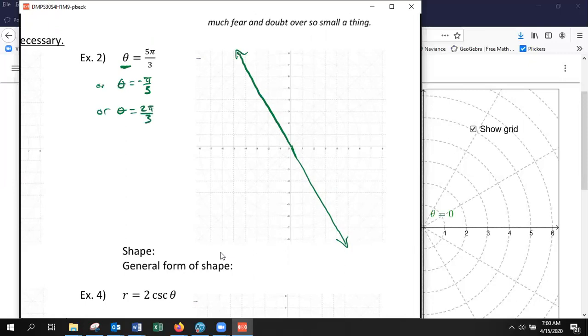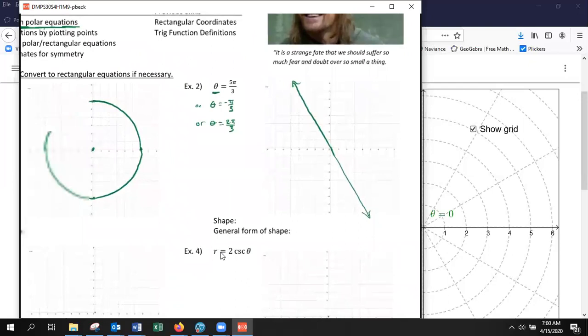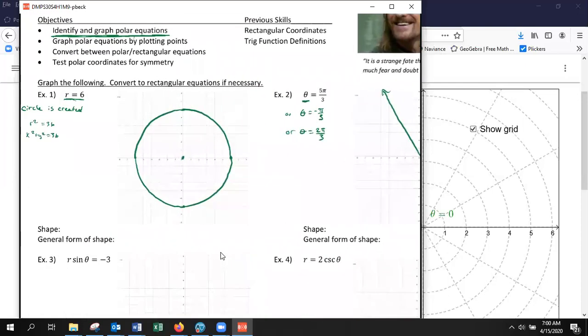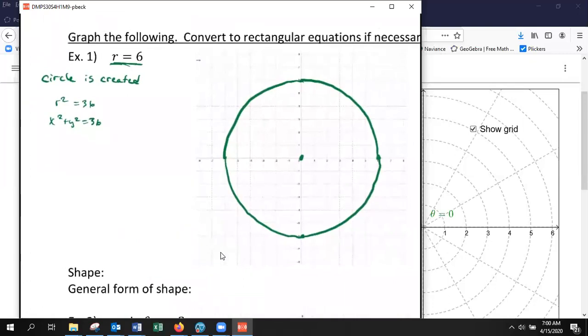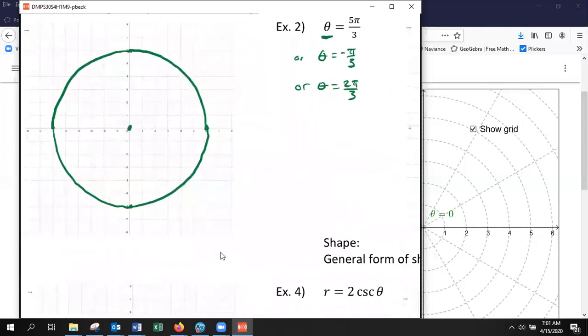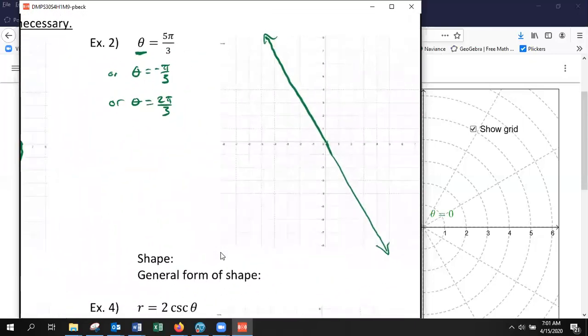Now, what is it that I want you to know from today's notes and where we're going? I want you to know that if you have an equation that's based purely off of the radius, we get a circle, and this circle is centered at the origin. So if we have just a radius, we have a circle centered at the origin. If we have just an angle, we have a line that goes through the origin, or the pole, because that's what we're going to be referring to it as now.